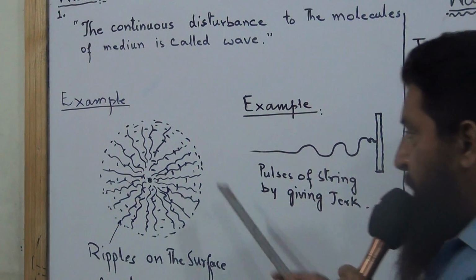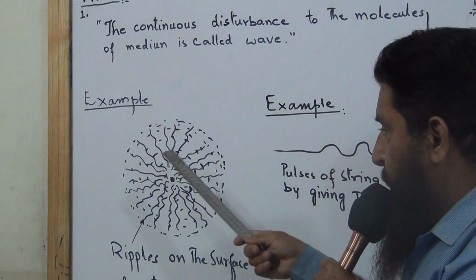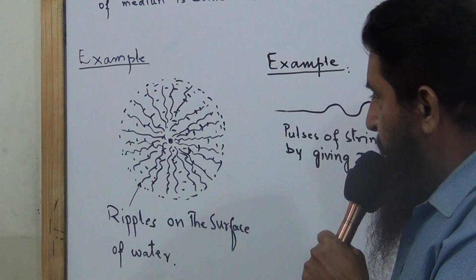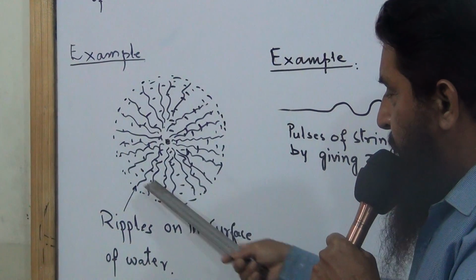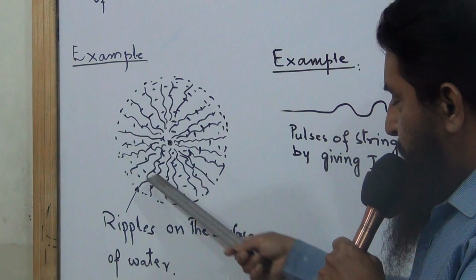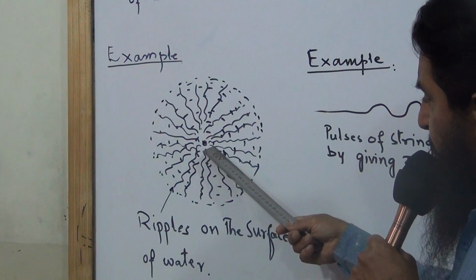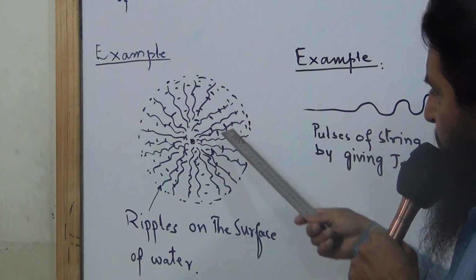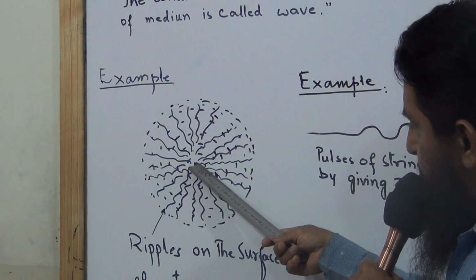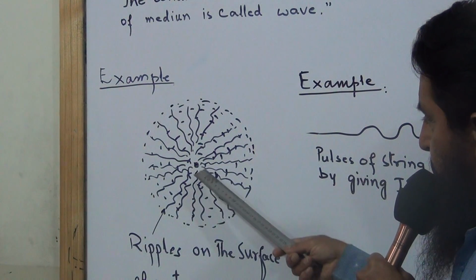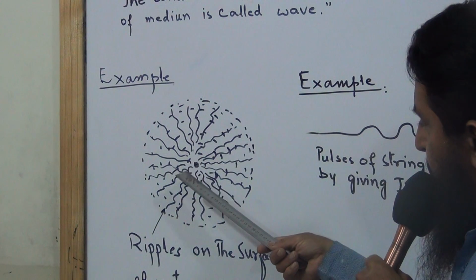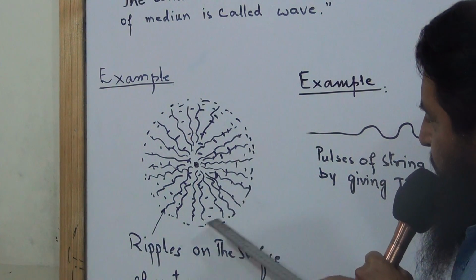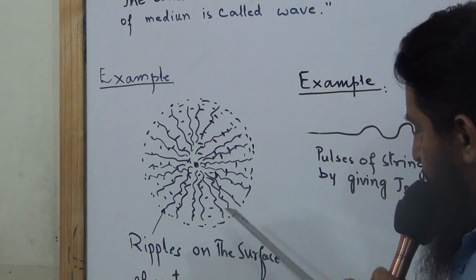For example, this is a pond of water and we drop a pebble in the water. You see, these are the waves which start from the center and travel towards the end. This is the disturbance to the water which starts from the center and reaches the edges of the water. So these are called waves.